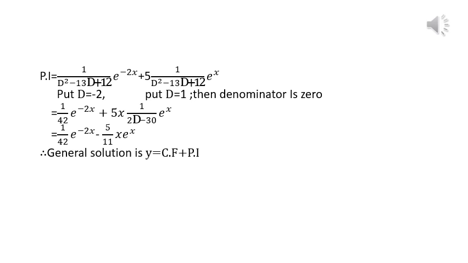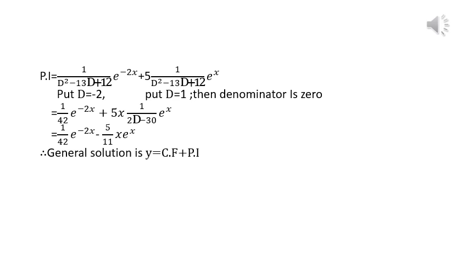Here both the functions are in the form of e^(ax). Therefore, our substitution for the first term is D = −2. Putting D = −2, the denominator is not equal to 0, and we get the number 42. So e^(−2x) divided by 42. But for the second term, the denominator is 0 when we put D = 1. So observe, putting D = 1, the denominator is equal to 0.